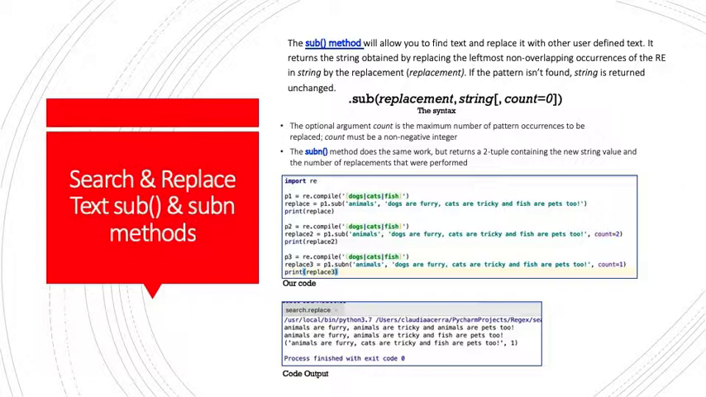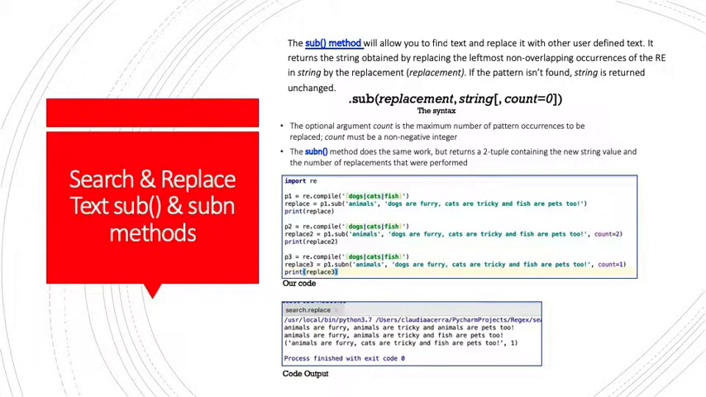So in theory, if this works, what will happen when we print out replace is every time it sees one of the words in our regular expression, meaning dogs, cats, or fish, it will replace them with the word animals. So if you look down here at the code output, the very first line, instead of having dogs are furry, cats are tricky, and fish are pets too, it's going to change those words to animals. So let's see, animals are furry, animals are tricky, and animals are pets too. It worked. Second line, very similar to the first line, except we're forcing the count to 2.